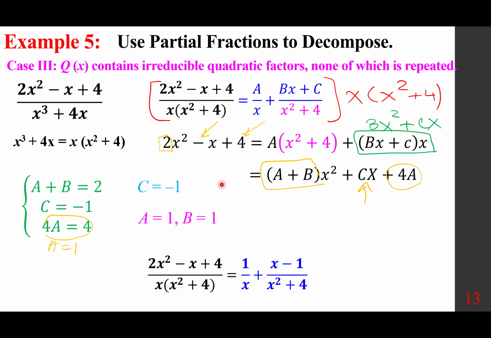A quick recap. Case number 3. When we factor the denominator, it has a factor of degree 2 that cannot be factored. That's the idea behind this.